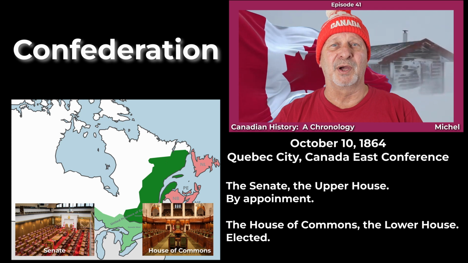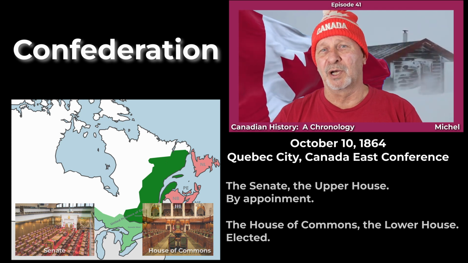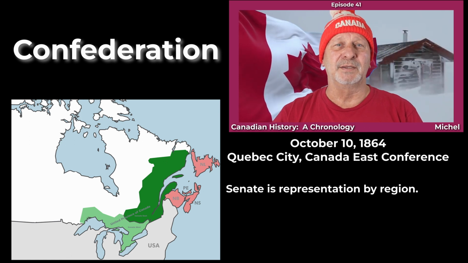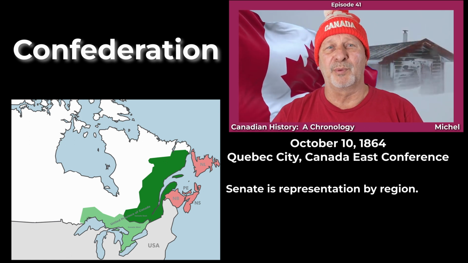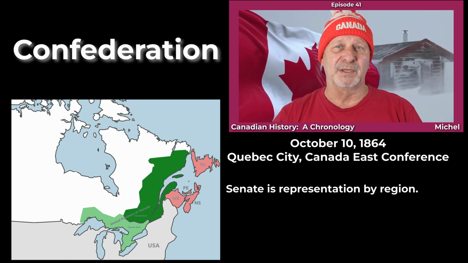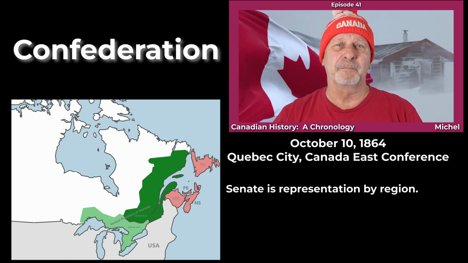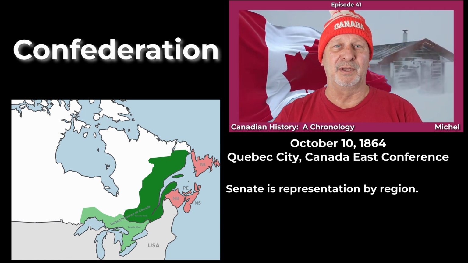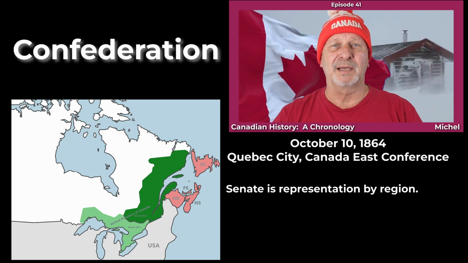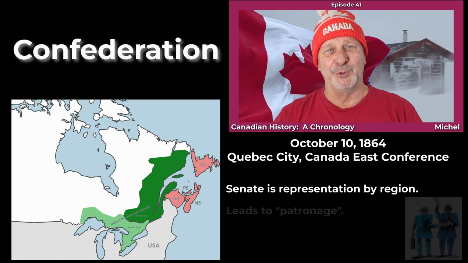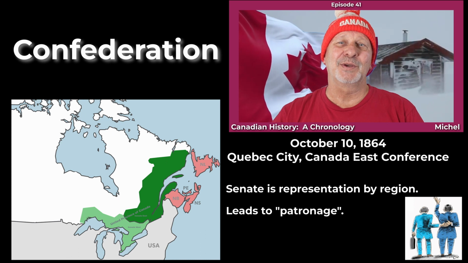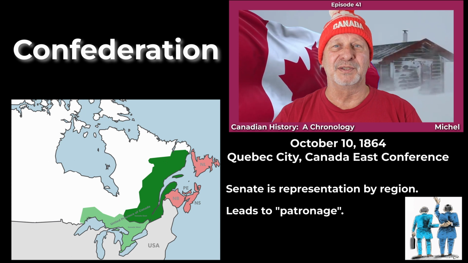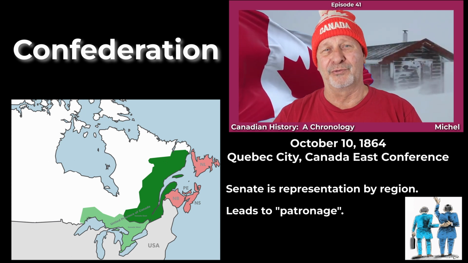So as the Senate is by appointment, it is not representation by population, but rather representation by region. Sounded like a good idea at the time, and this would mean that regions with smaller populations would still have a voice in government. But it's not working out that way. As Senate members were appointed by the federal government and not by the people in the regions they represent, they would likely be federal lackeys. Can you say patronage? So as it turns out, patronage, the awarding of jobs and favors to political cronies, has become a sort of Canadian art form.